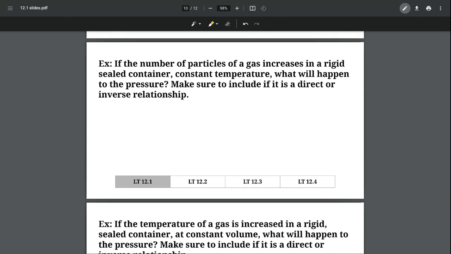If the number of particles of a gas increases in a rigid sealed container with constant temperature, what'll happen to the pressure? So increasing the amount of particles, it's going to make for more collisions, which again literally means that that's more pressure, which is a direct relationship because they're both going up.